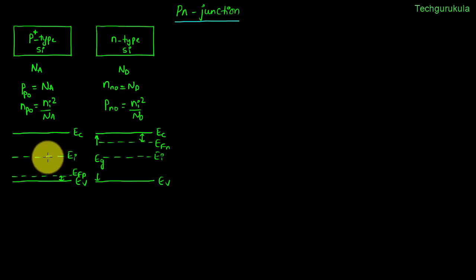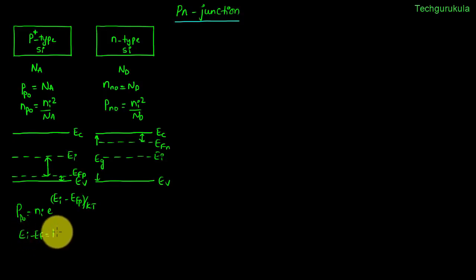Now we can find the distance between Ei and EFP because we know the hole concentration. Hole concentration is given by Ni times e power Ei minus Ef, where in this case Ef is EFP, over Kt. So we can rewrite this as Ei minus Ef equals Kt times ln of pp naught over Ni. And we know pp naught is nothing but the doping concentration on p side, which is Na.